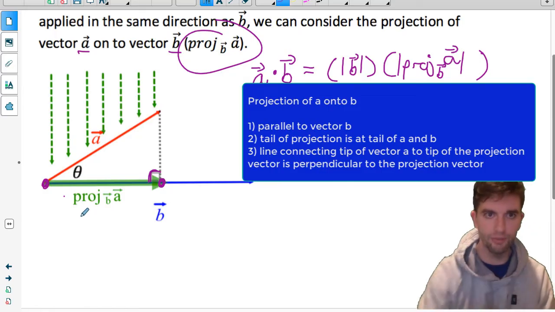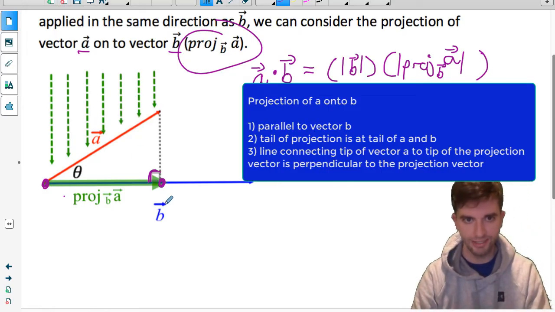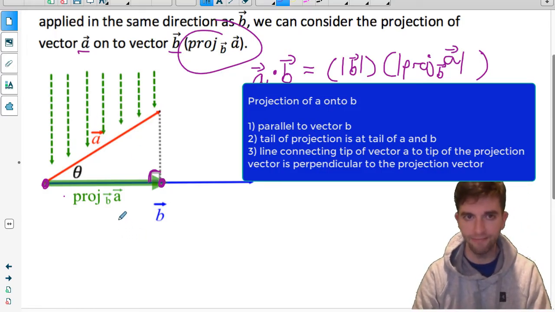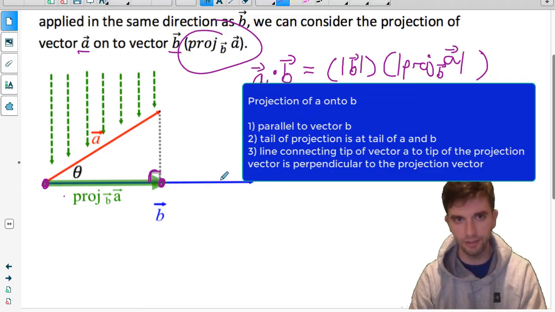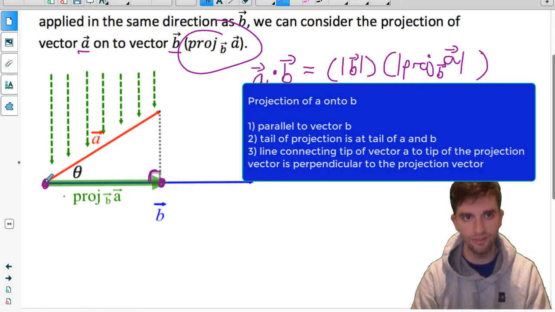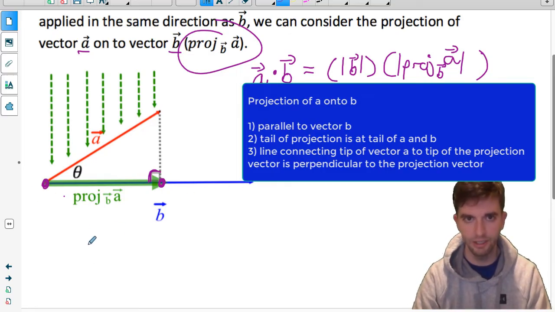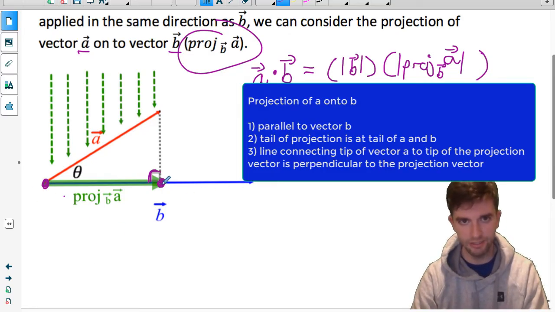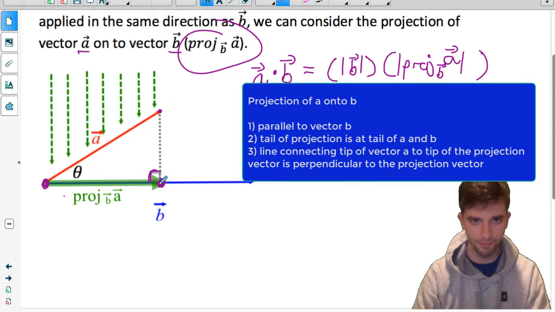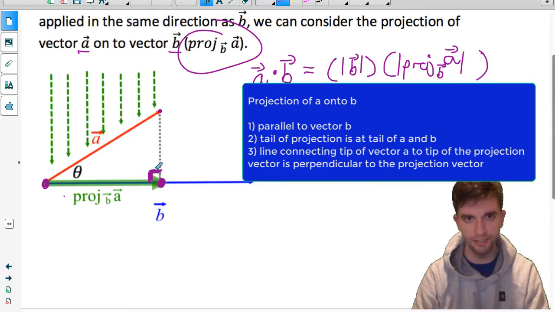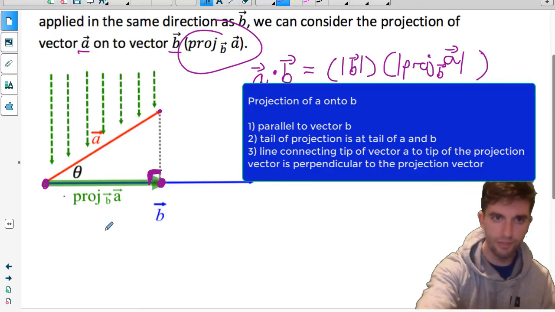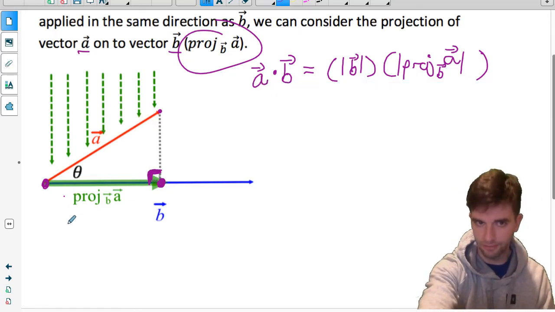So quick summary of the three properties. If we're projecting A onto B, that vector projection is going to be parallel to vector B. Its tail is going to be at the same place as the tails of the original two vectors. And its tip is going to be at a place where if I were to connect the tip of vector A to the tip of the projection vector, it would form a 90-degree angle with the projection vector. So those are the three properties that help us figure out the vector projection.